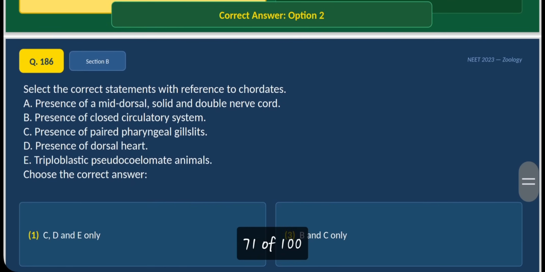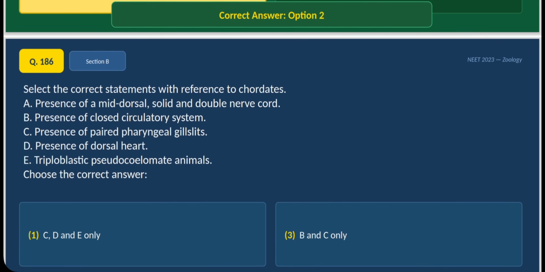Select the correct statements with reference to chordates. Presence of mid-dorsal, solid and double nerve cord. Presence of closed circulatory system, presence of paired pharyngeal gill slits, presence of dorsal heart, triploblastic pseudocoelomate animals.